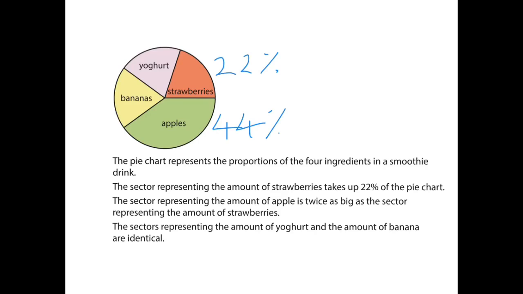44%. What I'd like you to do now is to work out what percentage of the pie chart is yogurt and bananas. Remembering a pie chart represents the whole, so it is 100%. So the whole is 100%, strawberries 22%, apples are 44%. Use the last clue on the page to work out the amount of yogurt and the amount of banana.